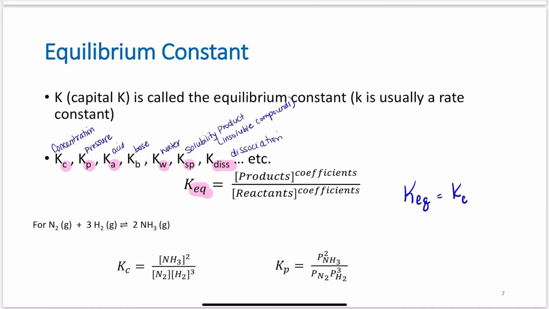So for N2 gas plus 3 moles of H2 gas in equilibrium with 2 moles of NH3, we always write it with the way the reaction is written. In this case, NH3 is my product, because the reaction is written with reactants on the left, products on the right. So we always write the K expression with the way we're writing the equation. For Kc, I'm looking at the concentration of NH3, and I've got a coefficient of 2, so I'm going to raise that to the power of 2.